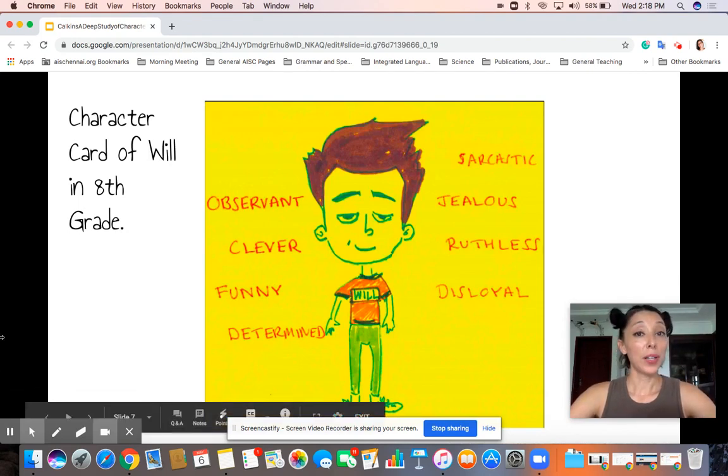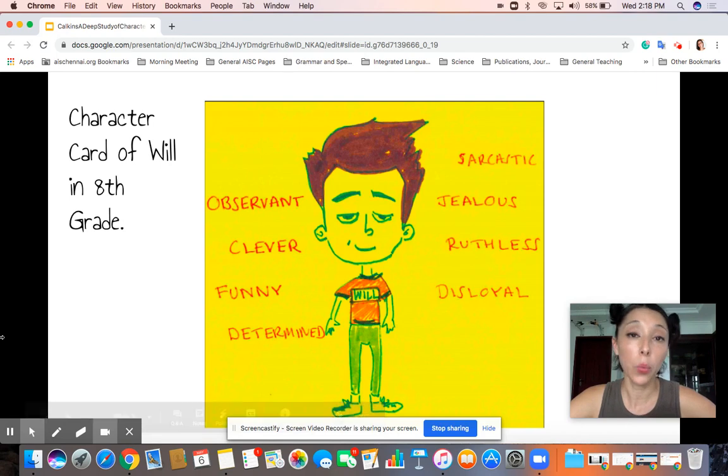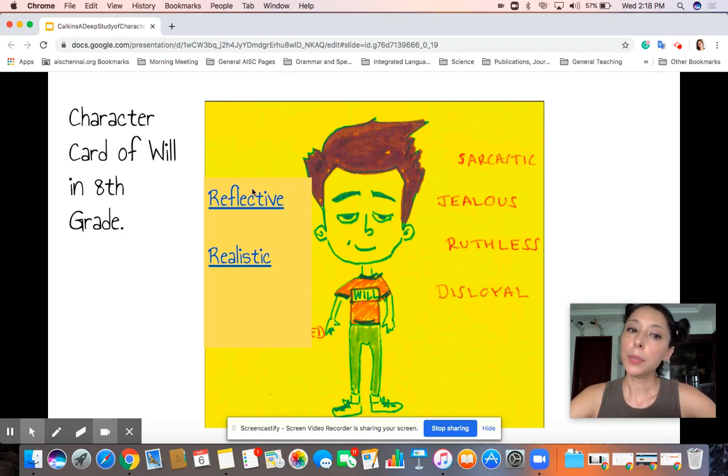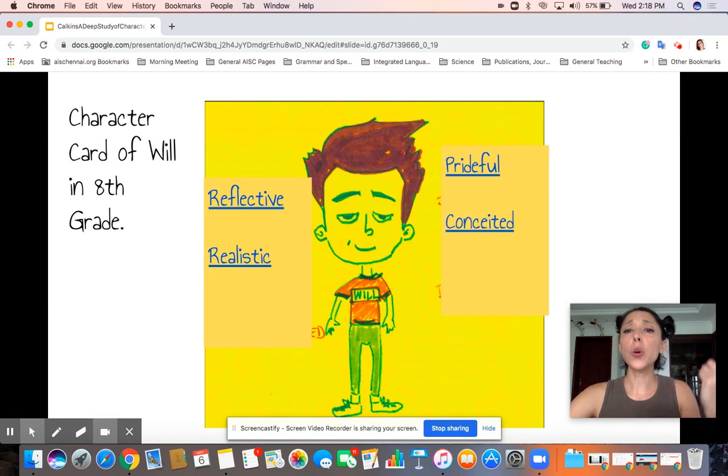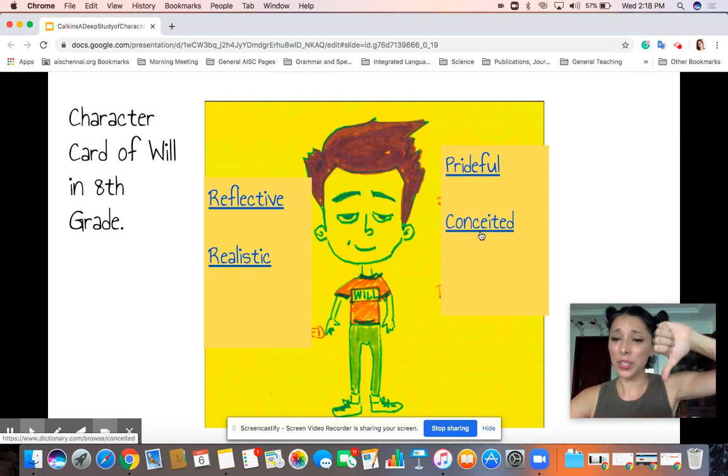Let's talk a little bit about Will. We first met Will in Popularity, and he was in 4th grade, and these were Will's character traits in 4th grade. But he's changed a lot since 4th grade, and now in the story The Fight, Will is in 8th grade. And in 8th grade, some of his more likable traits are that he's reflective, right? He's thinking about how he's made a bad choice to fight, and he's realistic. He's also prideful and conceited or self-centered, and that's some of his less likable traits.